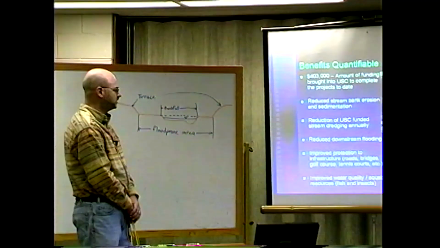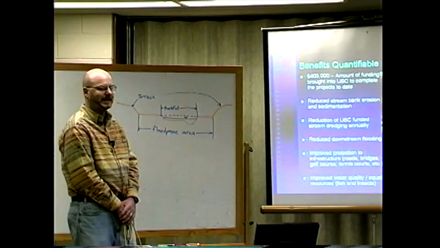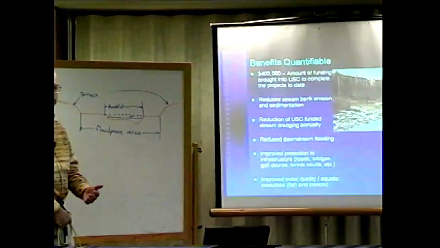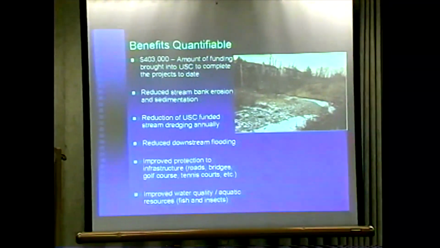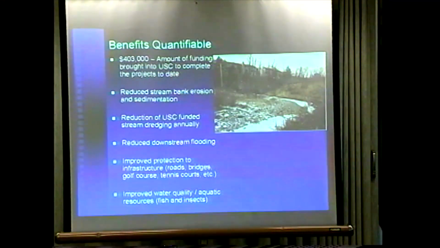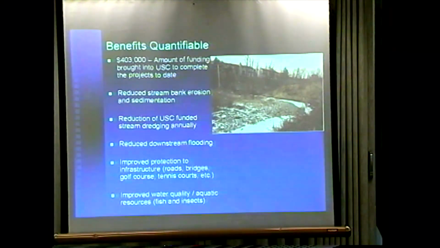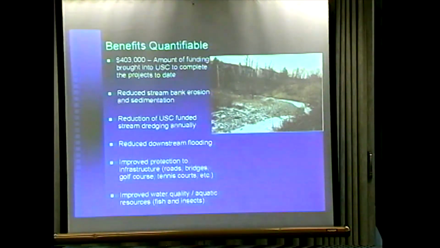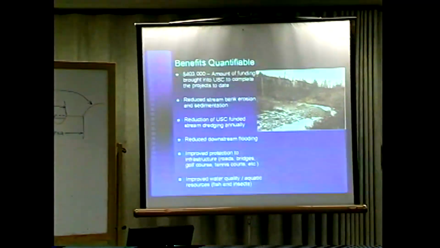This project has also improved protection to infrastructure. The downstream roads, the downstream bridges are maintained by the township and PennDOT. The golf course, the tennis courts, as discussed once again, they're protected better because of these projects. When you have more flood-prone area, it can help to reduce the storm events because more flood storage is built into the floodplain. When you remove the floodplain, that flood storage isn't there, so the flood event can be higher.